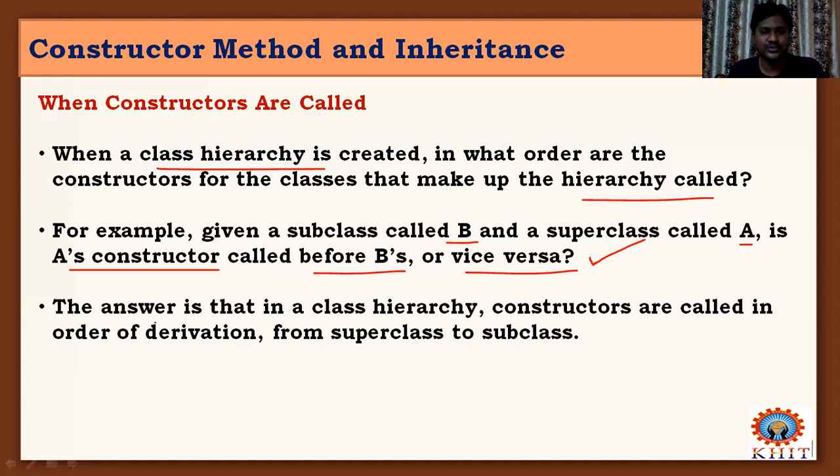The answer to this question is that in a class hierarchy, constructors are called in order of derivation, from superclass to subclass. That means in the implementation of a class hierarchy using inheritance, the constructors are called based on the derivation of the classes from super to subclasses. So first it calls the superclass constructor, then only it calls the constructor defined in the subclass. So this order of calling is important. Remember this point.